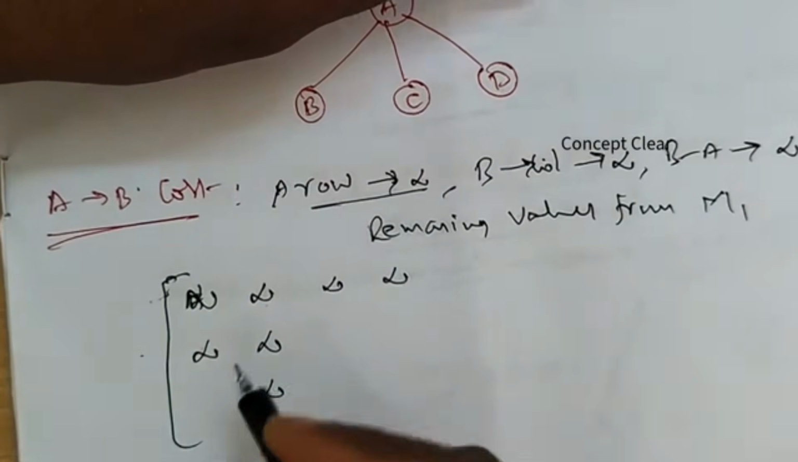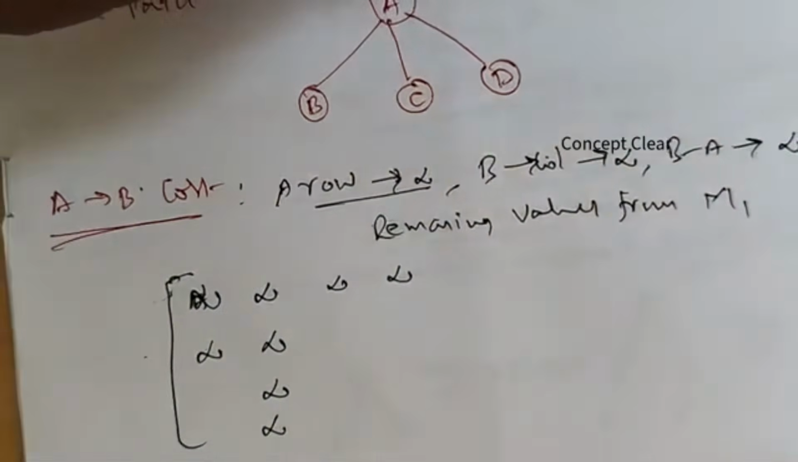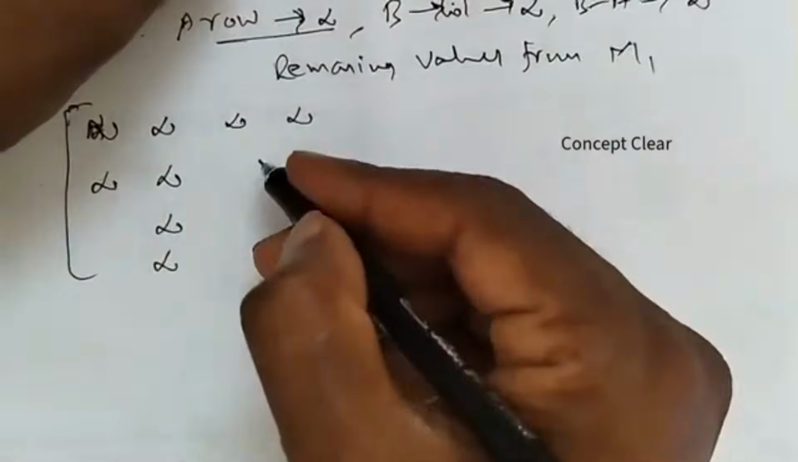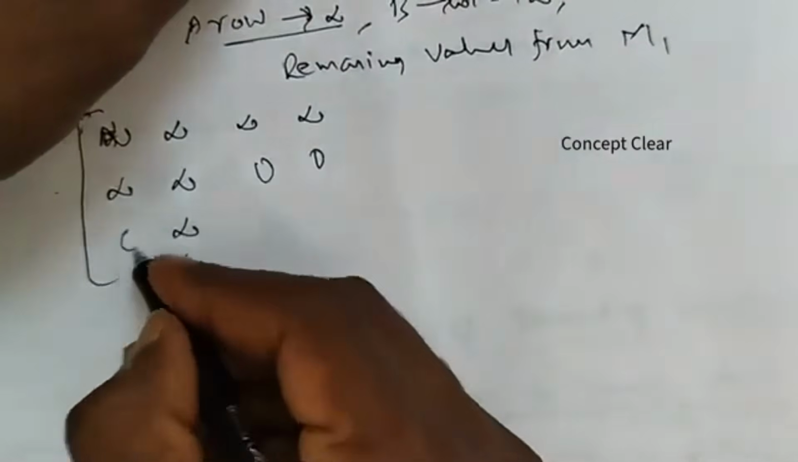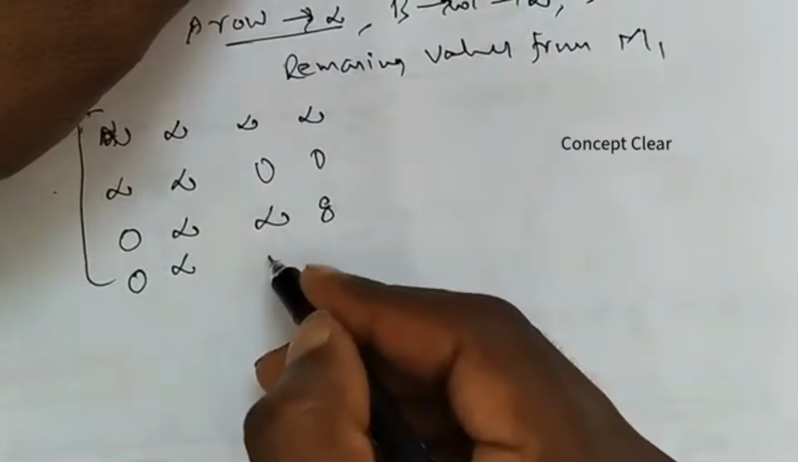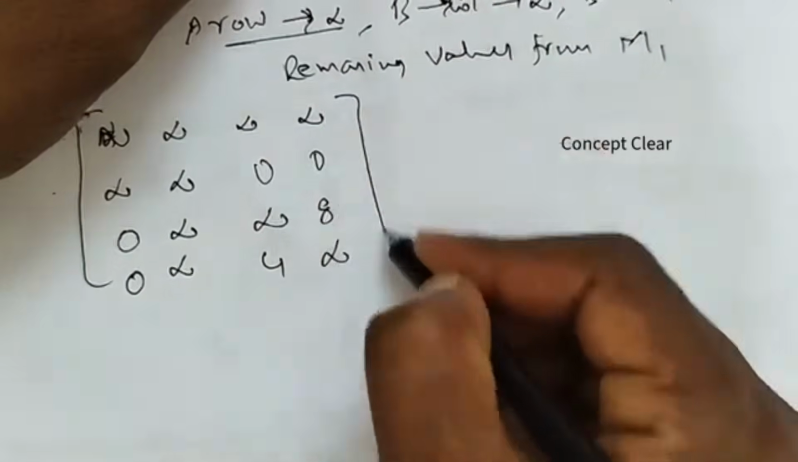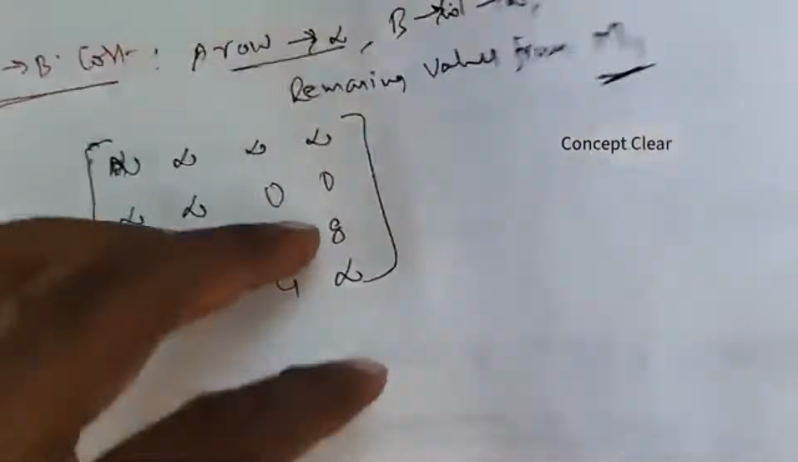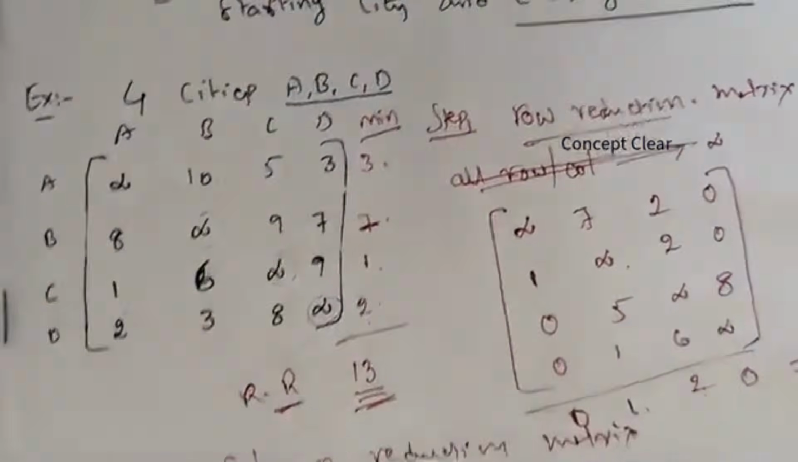B to A is infinity. Remaining values are from M1. Okay, if you are taking M1, what is the value here? 0, 0. So it is 0 here, 0 here, infinity here, 8 here, also 0 here, 4, it is infinity. Remaining values from M1. So after taking from M1, we got these values.